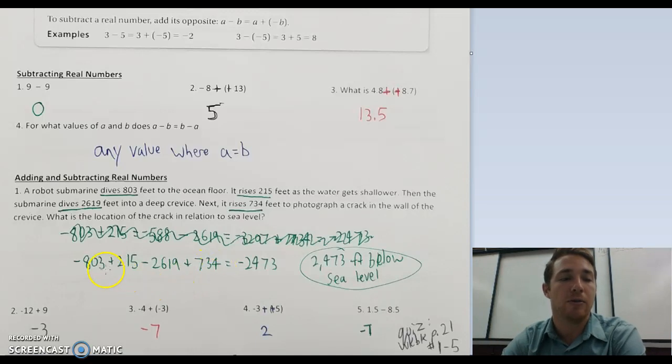If I take all those together, I add, I have another subtraction, and I add, I end up with this total, negative 2,473. So in terms of our word problems, we want to make sure we have our units there. That's 2,473 feet below that sea level.